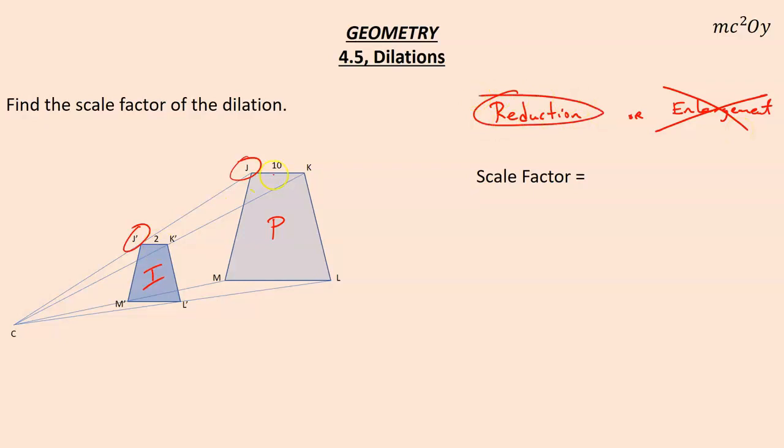So I don't need any enlargement. And then I'm comparing 2 to 10. 2 is to 10, which is 1/5. That is between 1 and 0. Whereas the other route would be 10 is to 2, which is 5, which we obviously don't need here. Scale factor, 1/5.